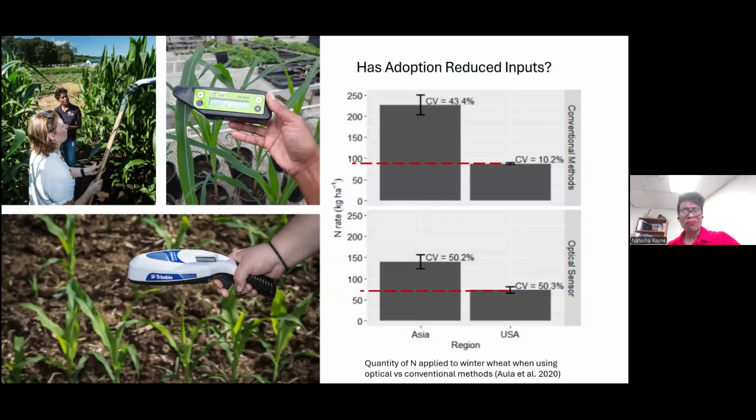Has that technology worked? Yeah, right. It's been effective. Adoption, this number or this particular paper looked at numbers for the reduction in fertilizer inputs. They also looked at nitrogen use efficiency, et al. 2020. And what they saw is, yes, there was a reduction in the nitrogen rate that was applied when sensor technology was used, right? And then also they found a higher nitrogen use efficiency. So it works. Okay, but then where do we go from here?